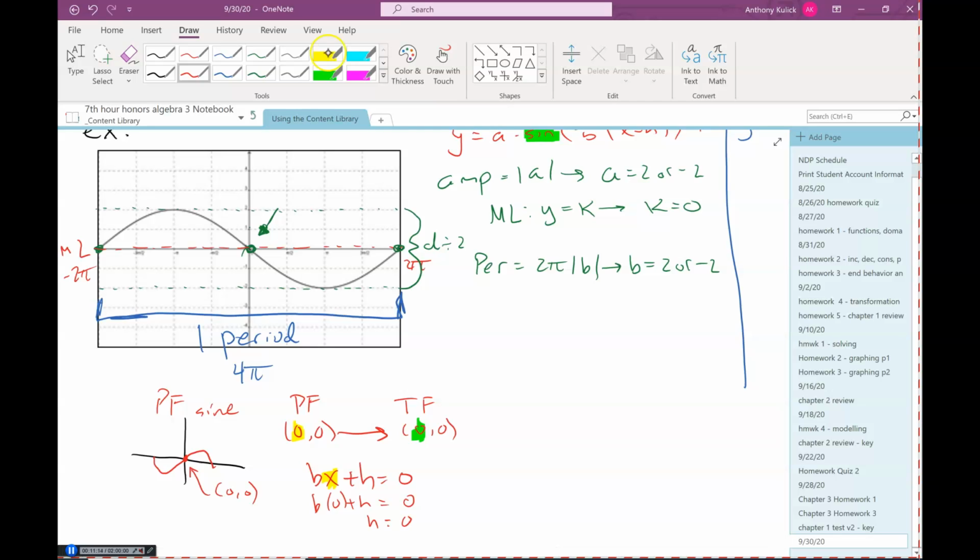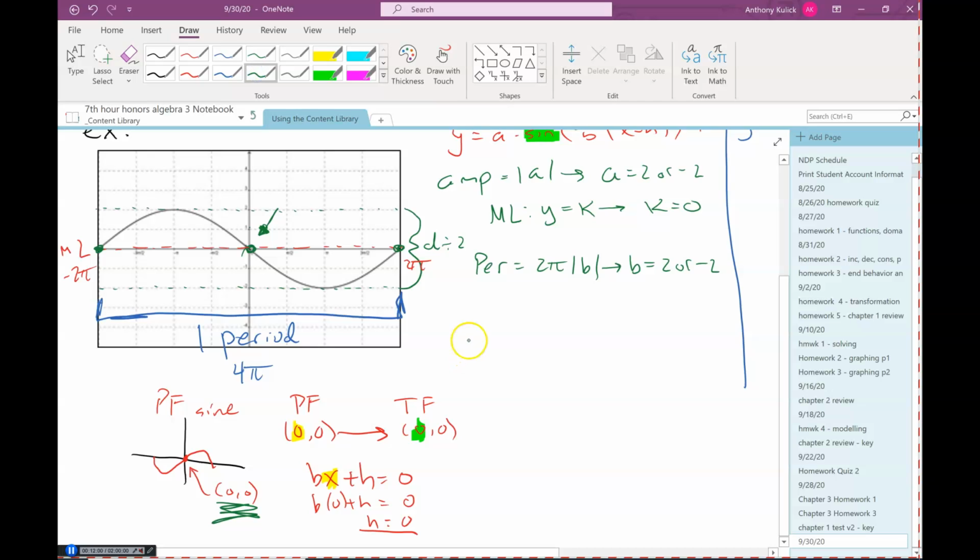So whenever I'm finding h, I'm always going to use this midline point from my parent function because it doesn't depend on b. Since that x coordinate is always 0, the x coordinate from my transformed function, as long as the point that I'm picking from my transformed function is a midline point, will be my h value. So it just allows us to avoid a little bit of arithmetic, but it's reliant on choosing a midline point to do that. Is everybody okay with that answer?